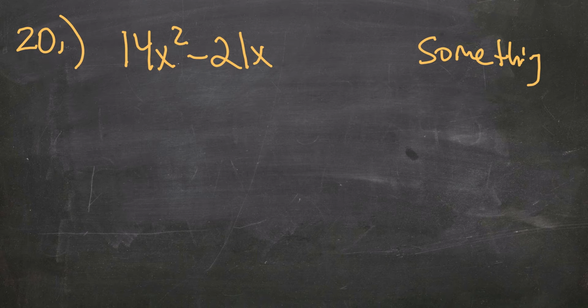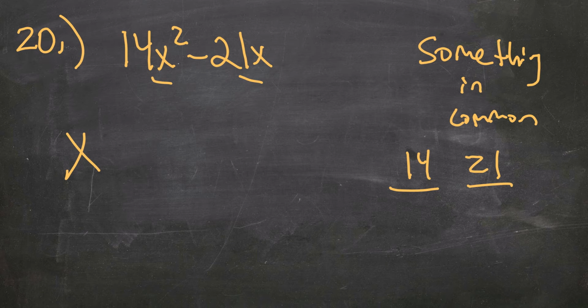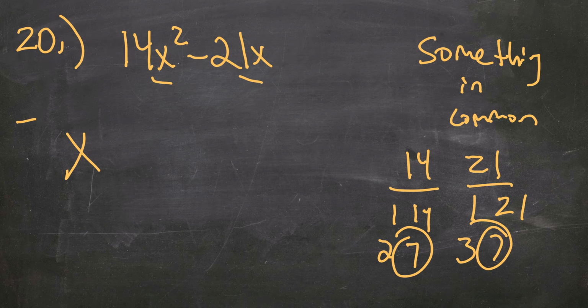Alright, 20, we have 14x squared minus 21x. Once again, I'm going to look for something in common. It's really easy to see the letter. If you're using the chart, they both have a letter in common, so I take out that common x. And then if I wanted to find out what goes into 14, I couldn't immediately see 7. I say 1 and 14, 2 and 7. To get 21, you have 1 and 21, 3 and 7. I know 7 is the biggest number on both lists.